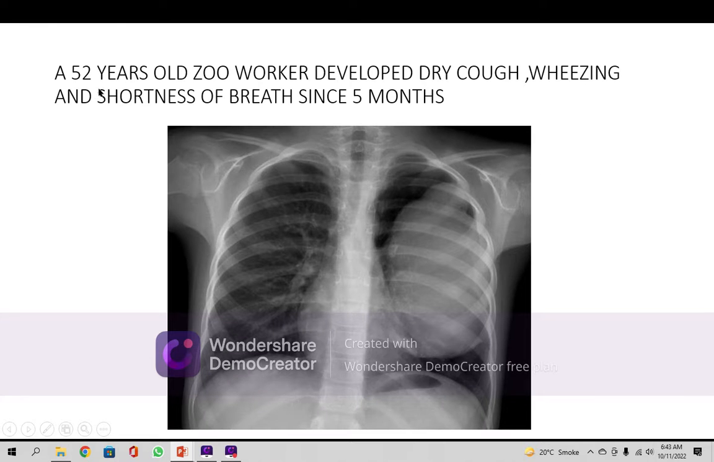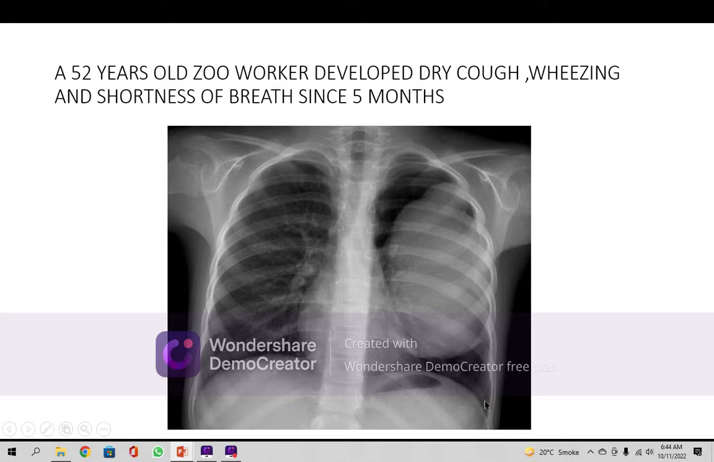So the next X-ray is of a 52-year-old zoo worker who developed dyspnea. He is a worker in the zoo with dry cough, wheezing and shortness of breath for 5 months. The patient is not so ill compared to the X-ray. The X-ray is very bad. A lot of findings are there. Look at the findings. Trachea central, the other parameters are normal. In the right hemithorax, the upper, middle and lower zones, nothing is seen here. The costophrenic angle and cardiophrenic angle are normal.